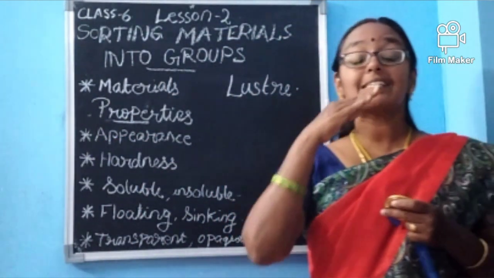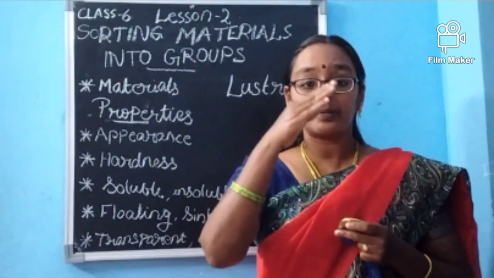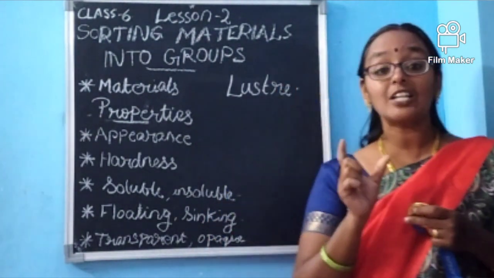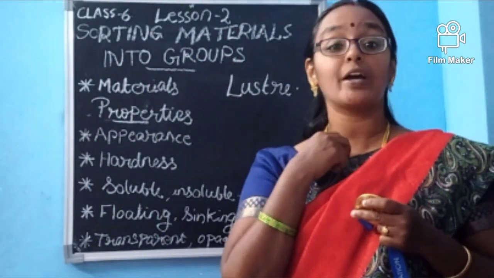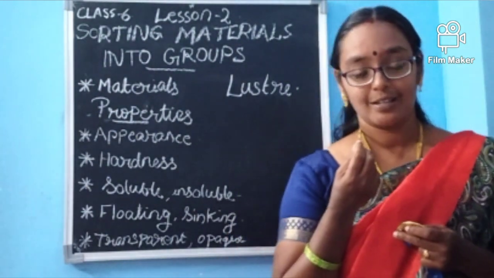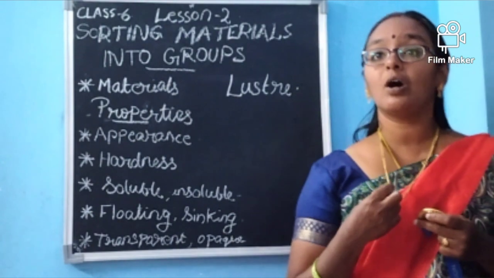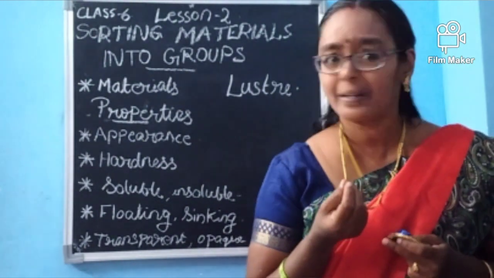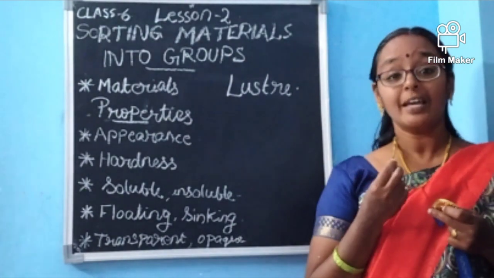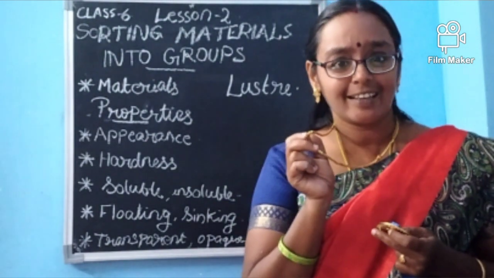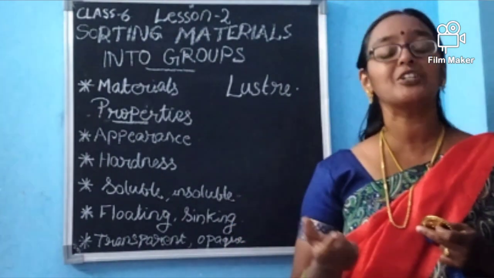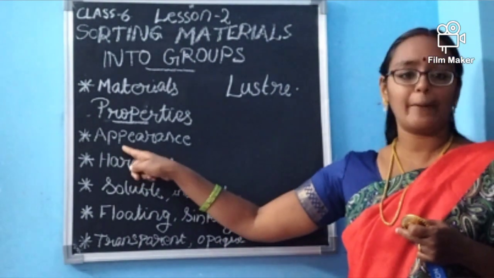When the metal is cut into pieces, the part which is cut will have a shiny surface. That is called the luster property. That's why we wear gold ornaments. We do not wear wooden ornaments or glass ornaments. We wear gold ornaments. Why? Because it has shining. Can you see the shining? This is called the luster property. The metals will show this luster. This is the first one, about appearance.